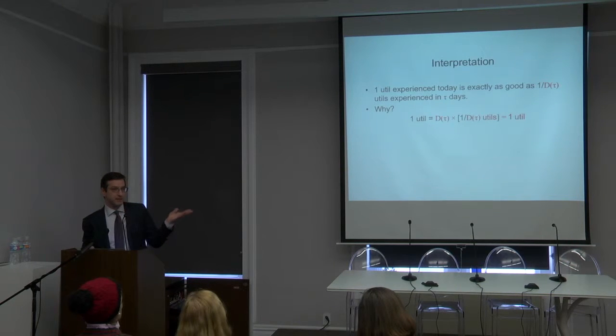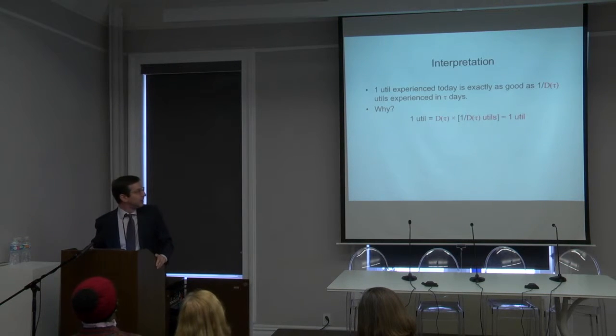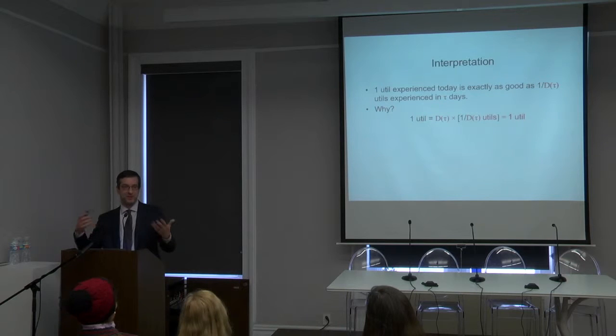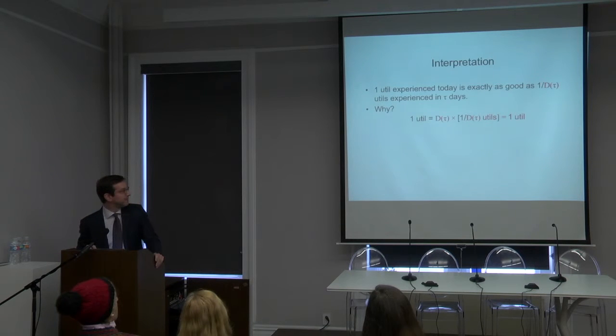So why is that, in case it's not already obvious? Well, 1 util we can think of as being derived by discounting with our discount function d of tau, utils that will come in tau periods. So how many utils do I need in tau periods so that once they're discounted, they're worth 1 util today? Well, 1 over d of tau utils received in tau periods.